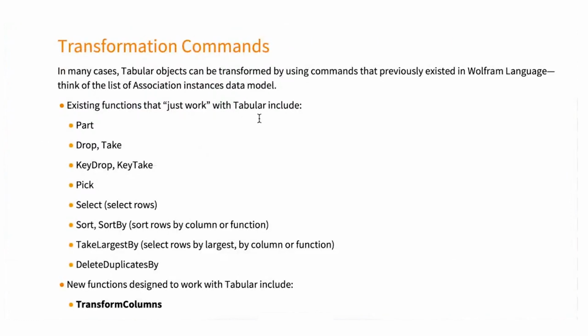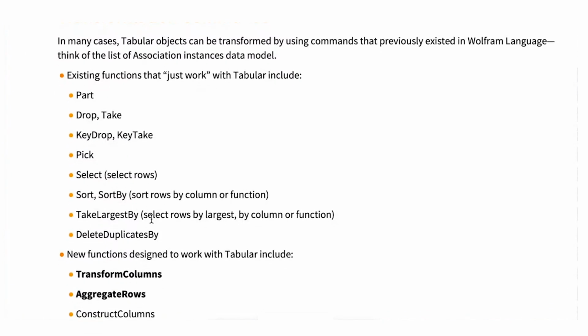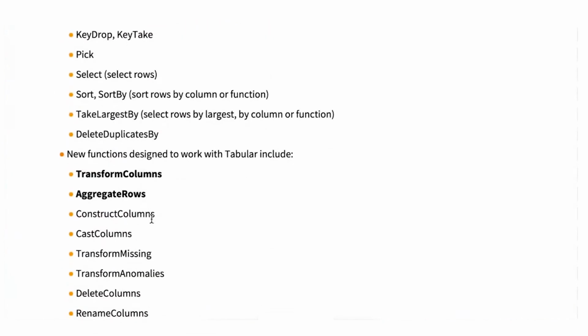Let's talk about what transformation commands there are. There are a lot. There are things like Part, which selects parts, KeyDrop, KeyTake, those select things. Pick has been enhanced to work with Boolean tabular columns, so true and false values in tabular. There's Sort and SortBy, and DeleteDuplicatesBy. And then there are new functions that are designed to work with tabular.